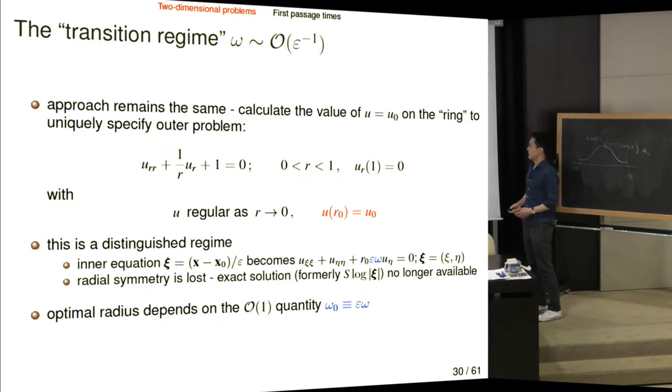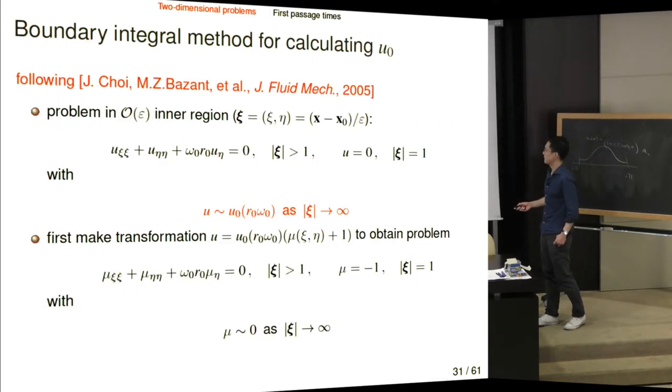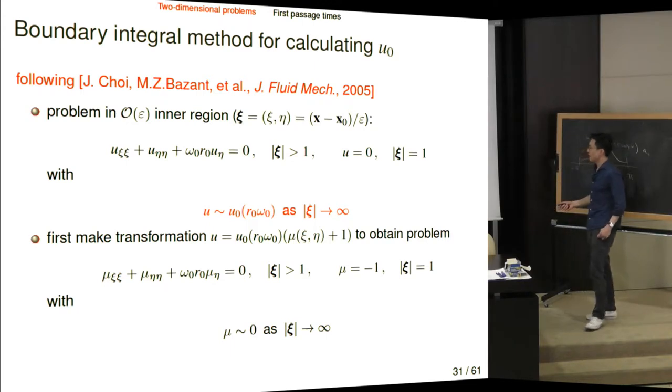Okay, so the main feature here I want to say is that the inner region no longer is Laplace's equation, so you don't get the log anymore, right? You just get this, because this breaks the radial symmetry, right? And at infinity, it's no longer log, it's just the constant. And this is the constant that we're going to try to back out, okay? So this approach is actually from Besant, okay?